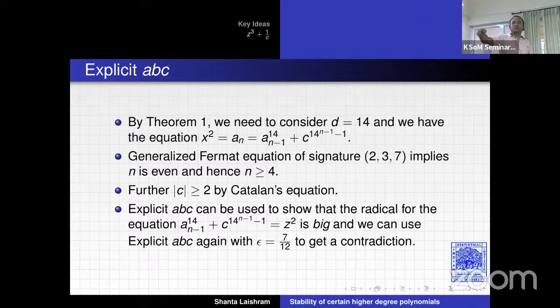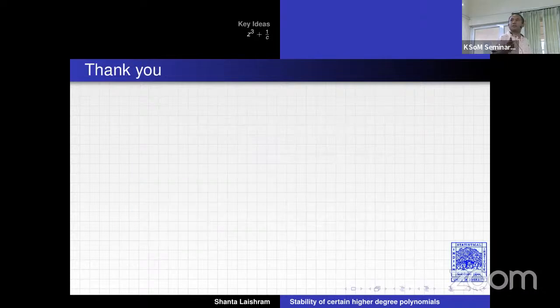So we use some other arguments, use that the radical is quite big, and use epsilon equal to 7/12 to get it resolved. Here some bit of work is involved, but not too much. So basically, the generalized Fermat mostly works, but in the few cases where it doesn't work, we use explicit ABC. So with that, we prove this. I think that's what I can say. Thank you.